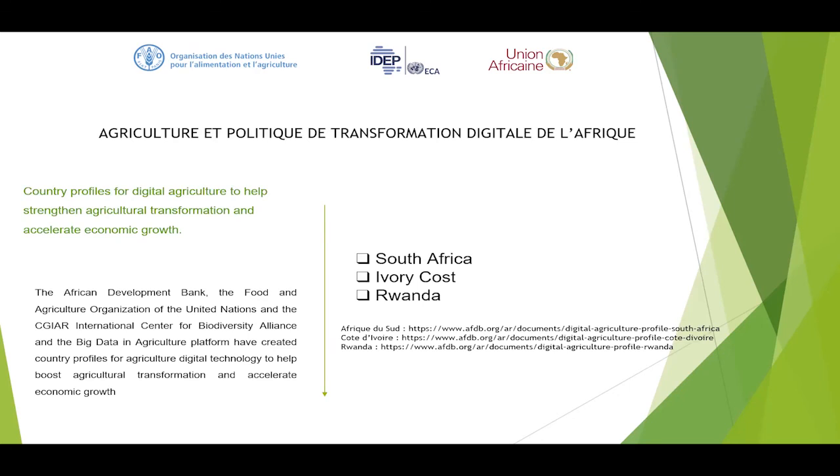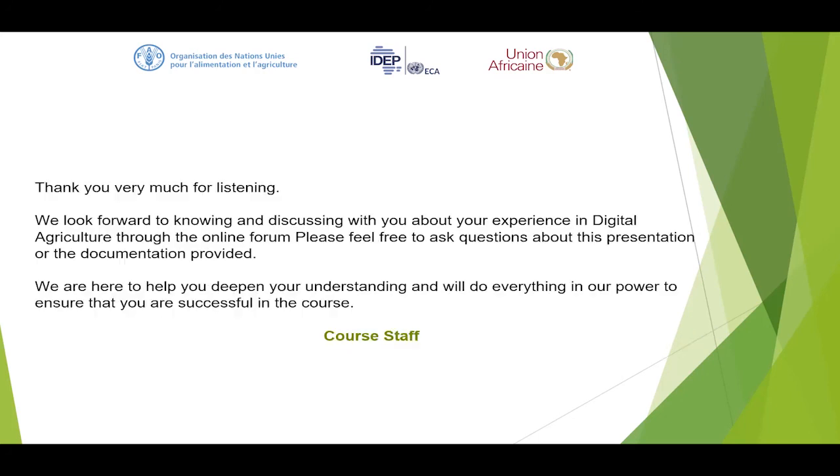So the country profiles for digital agriculture help strengthen agricultural transformation and accelerate economic growth. And here we are told that the African Development Bank, FAO, and the CGIAR, that's the International Center for Biodiversity Alliance, and Big Data and Agriculture Platforms, created country profiles for agriculture digital technology to help boost agricultural transformation and accelerate economic growth. And we can see there are examples for South Africa, for Ivory Coast, and for Rwanda. So please just take time to click those links and try to read those strategies. That's for South Africa, Cote d'Ivoire, and Rwanda.